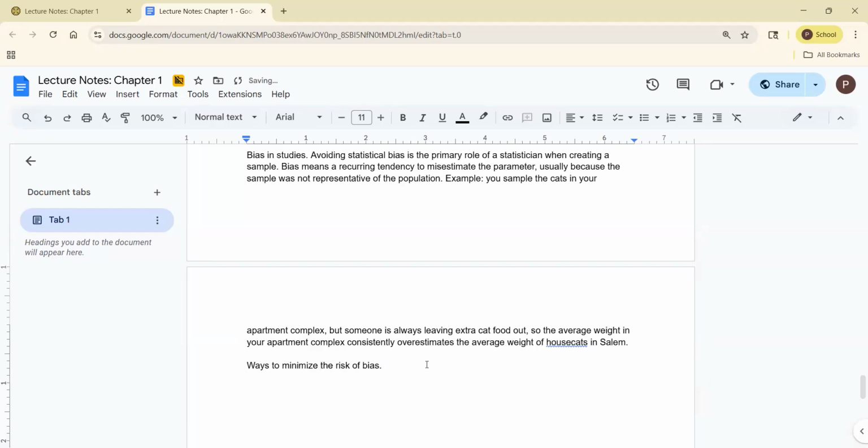Step one, which is the gold standard, is sample randomly. The more random your sample is, the less the risk of bias.